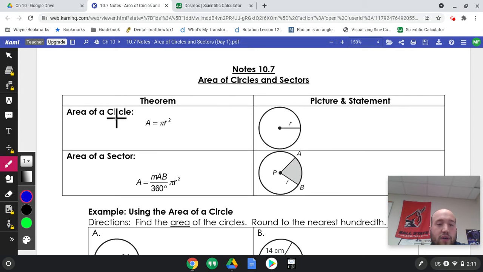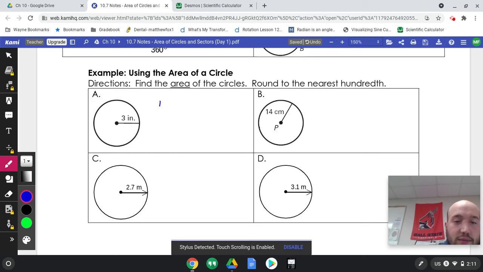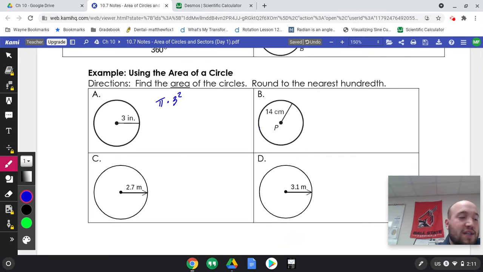All right, so with the area of our circle, we have A equals pi r squared. We'll get to the area of a sector in a second, but first let's start with that. If we know the radius is 3, all we have to do is pi times the radius squared, in our case 3 squared. So 3 squared is 9, pi times 9, or you can do pi times 3 squared.